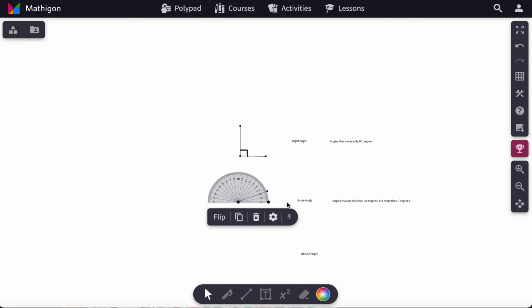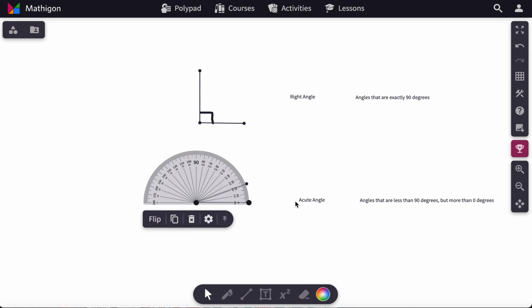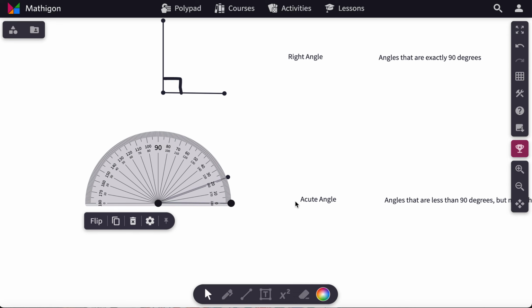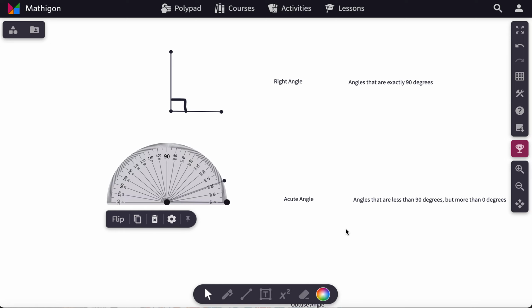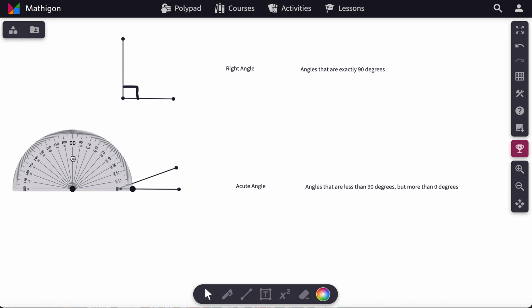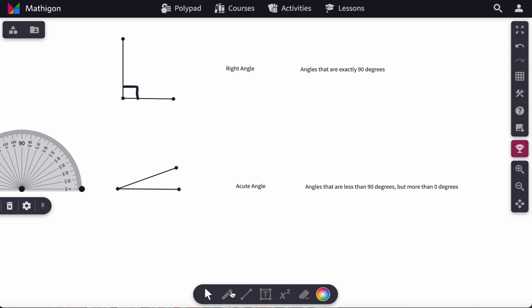And that fits in with, sorry for my alarm there, it fits in with what our definition of an acute angle is. Remember, it says that angles that are less than 90 degrees, but more than 0 degrees. So here is our acute angle.